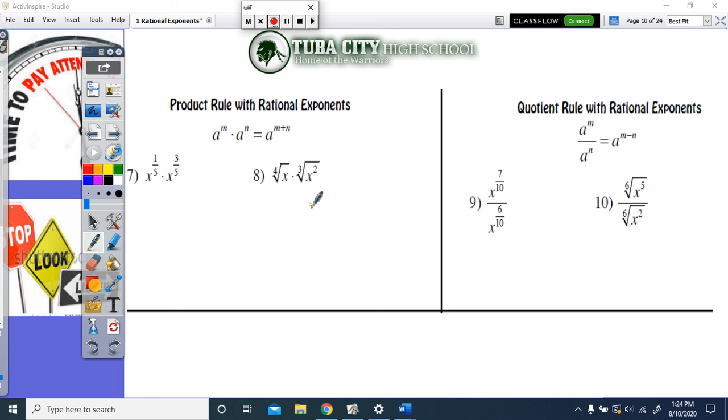One question you may be asking yourself is, why do we want rational exponents? What purpose do they serve? Well, you can oftentimes do things with rational exponents that you probably could do with radicals like these, but it's a little bit easier to do them like this.